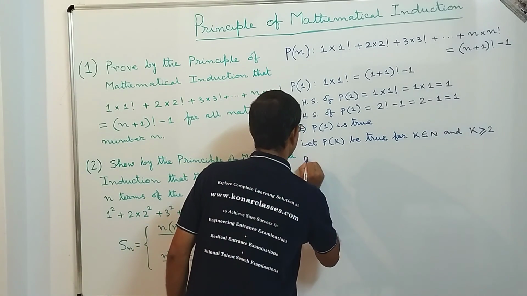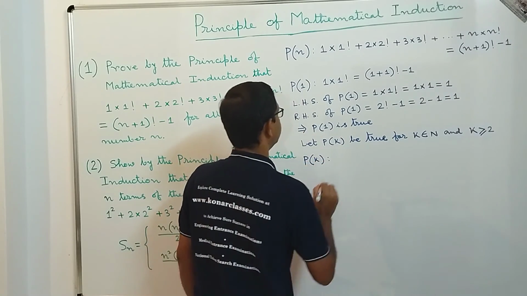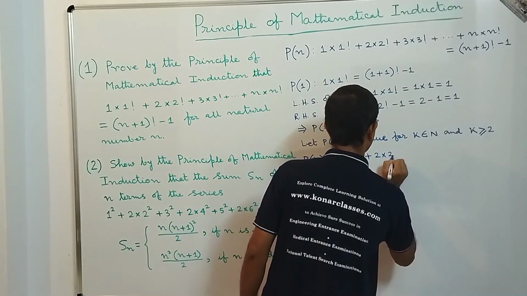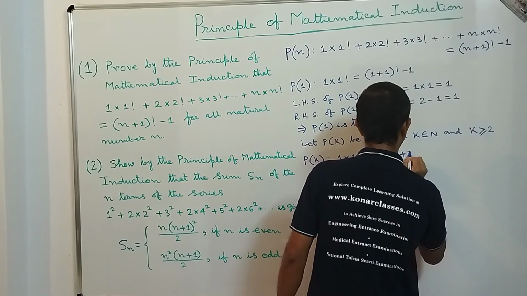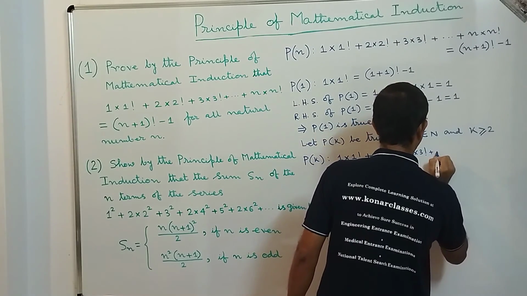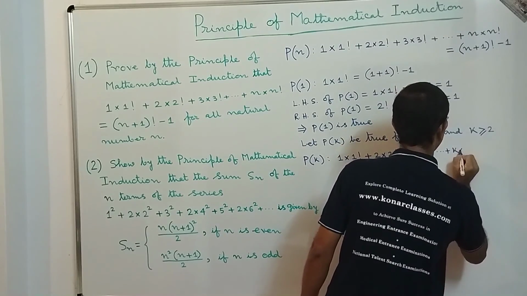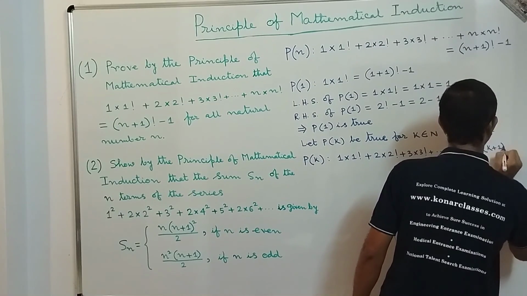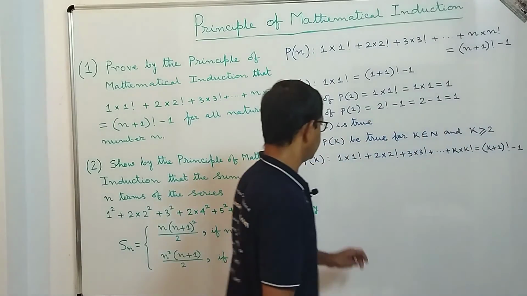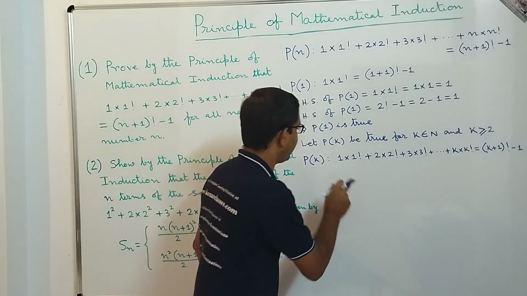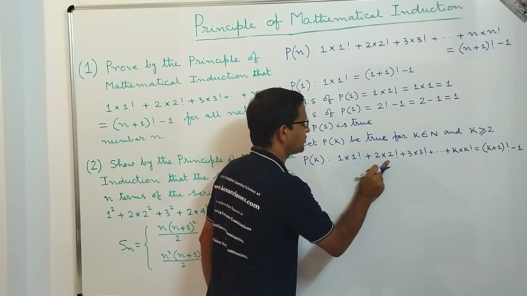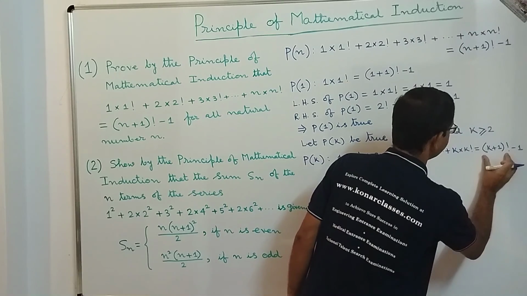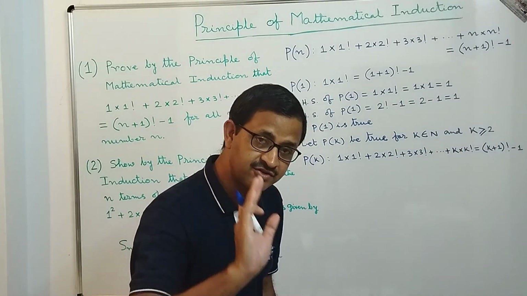What is Pk? Pk stands for the mathematical statement 1 into 1 factorial plus 2 into 2 factorial plus 3 into 3 factorial up to k into k factorial is equal to k plus 1 factorial minus 1. Correct? That we are assuming true. That means the value of 1 into 1 factorial plus 2 into 2 factorial plus 3 into 3 factorial up to k into k factorial is equal to k plus 1 factorial minus 1. That we have assumed is true.